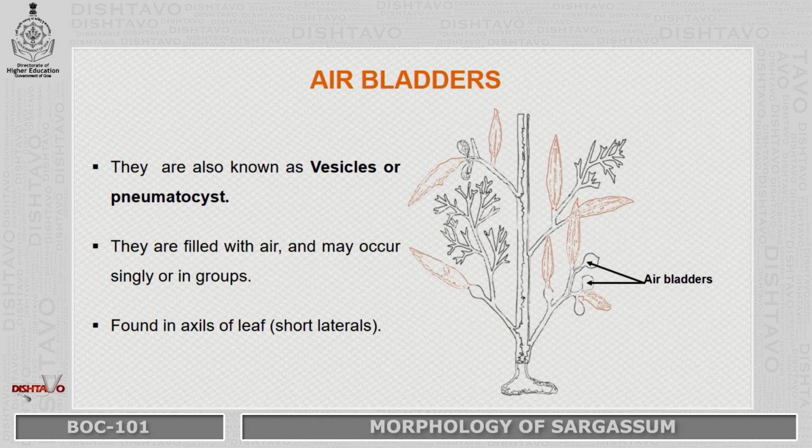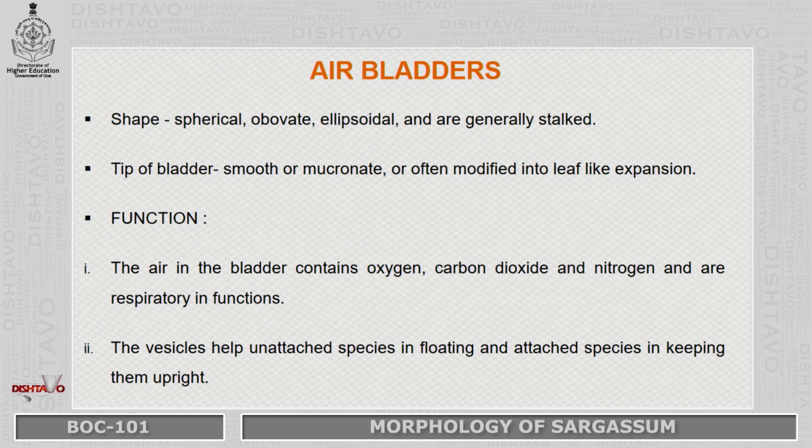Moving on to the air bladders. They are also known as the vesicles or the nematocysts. They are filled with air, may occur singly or in groups. They are found on the axis of the short laterals. The shape of the air bladder varies from spherical to obovate to elliptical or ellipsoidal, and they are generally stalked, meaning they have a small structure present at their base. The tip of the bladder ranges from smooth to mucronate in nature. Mucronate is nothing but a pointed tip.